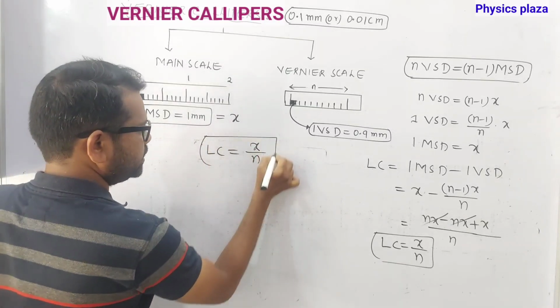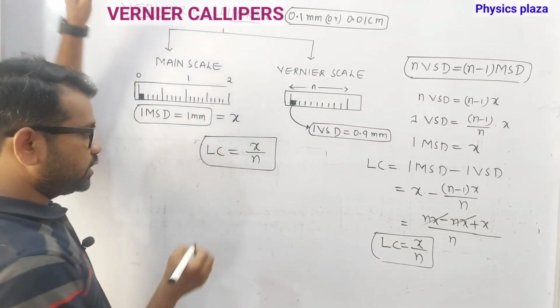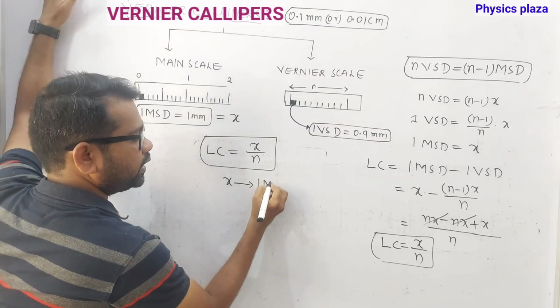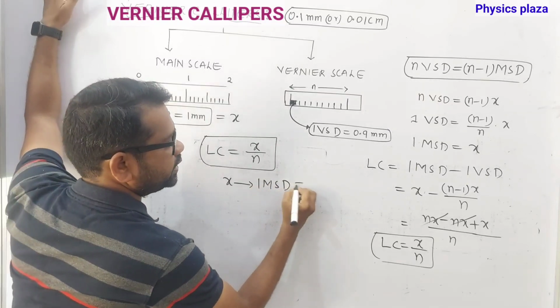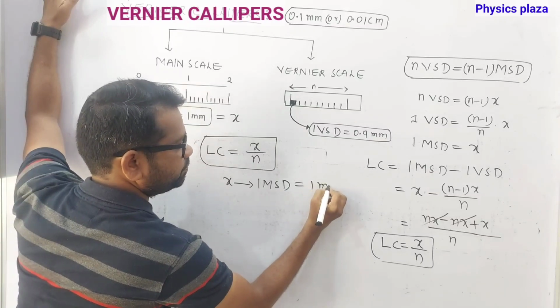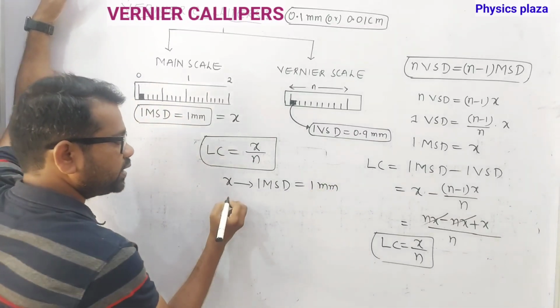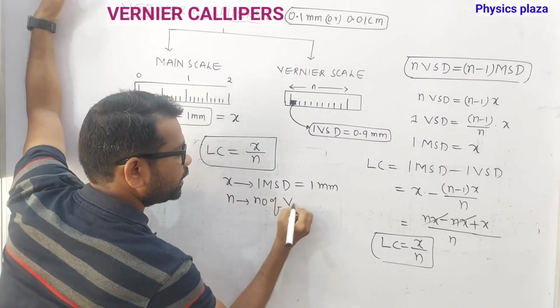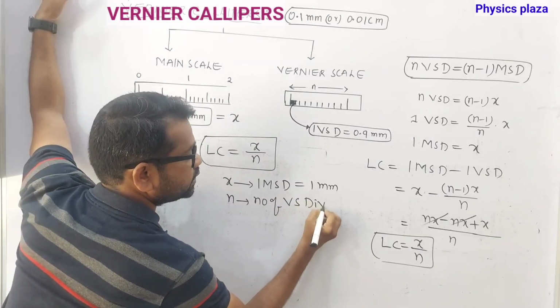You may get a doubt. Sir, then what is x, what is n? Children, we got that x is 1 MSD, which is equal to 1 millimeter. That is 1 mm. What is n, children? It is the number of Vernier scale divisions.